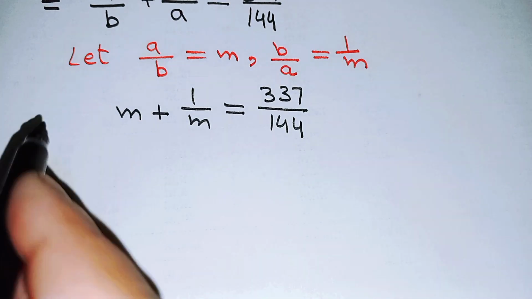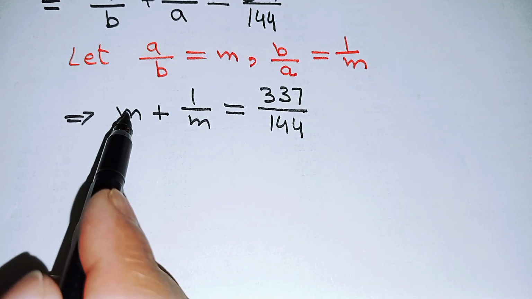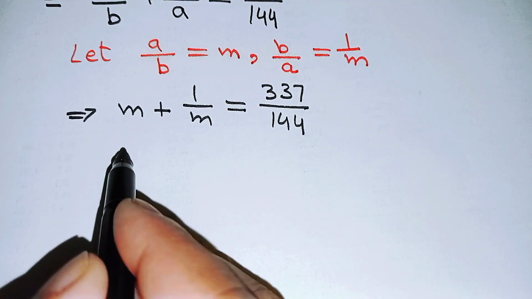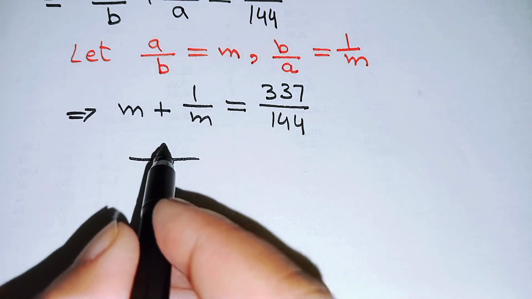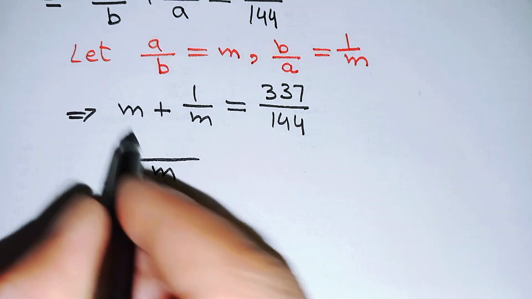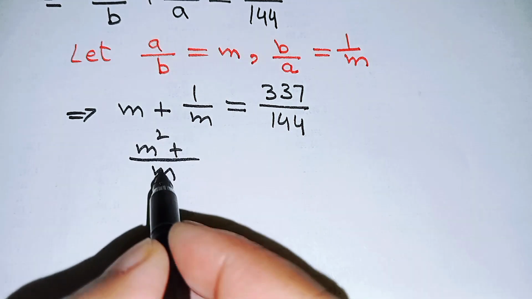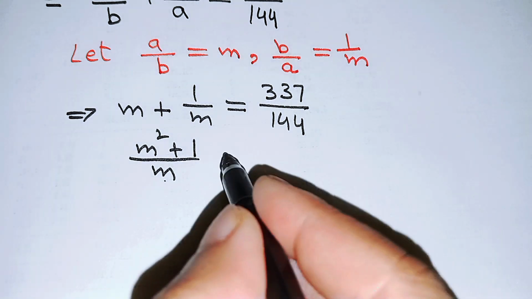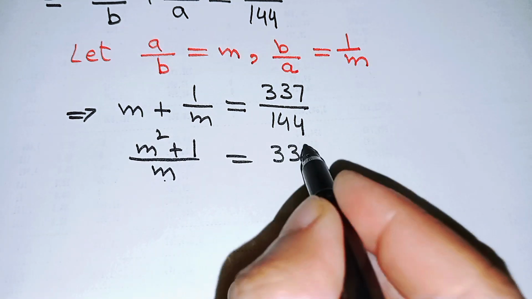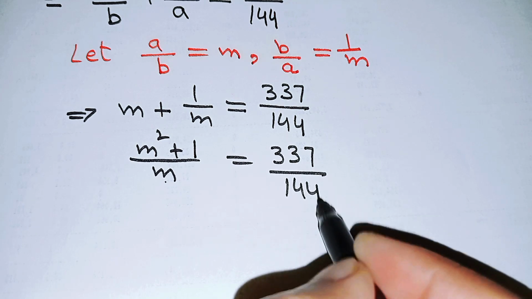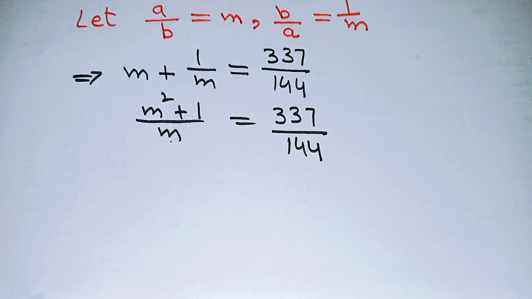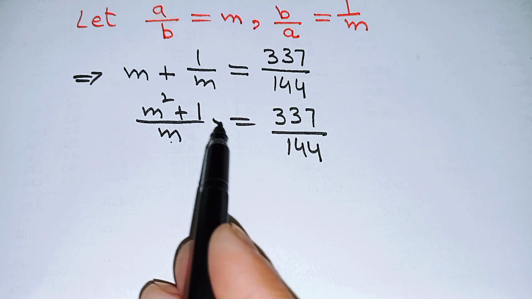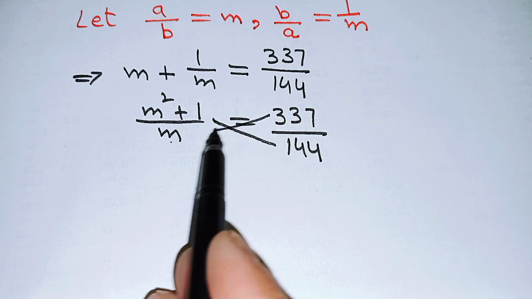And now here again we take the LCM. M plus 1 over M, so the LCM is M square, and M squared plus M plus 1 ones are 1, and is equal to 337 over 144. And now here we take cross multiplication, so we multiply with them and we multiply with them.